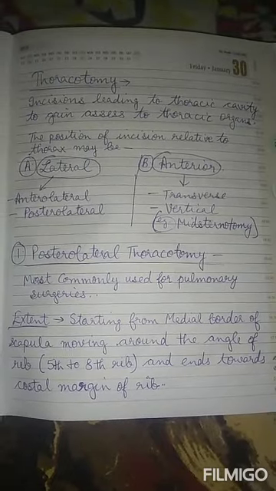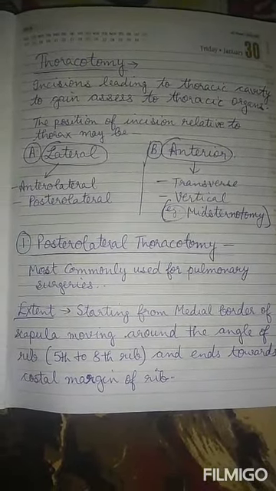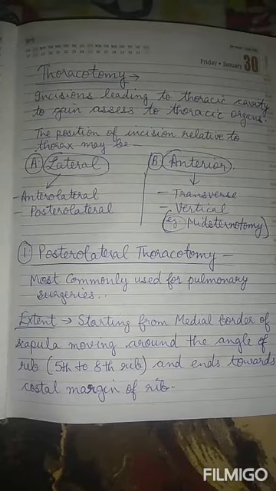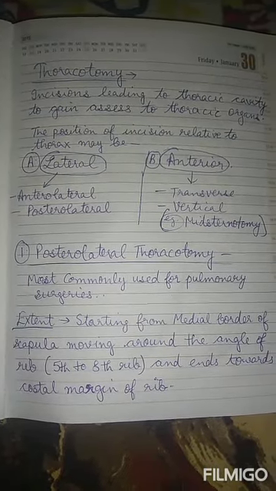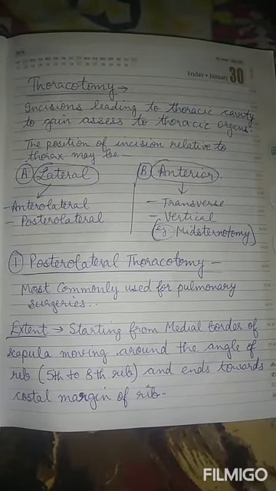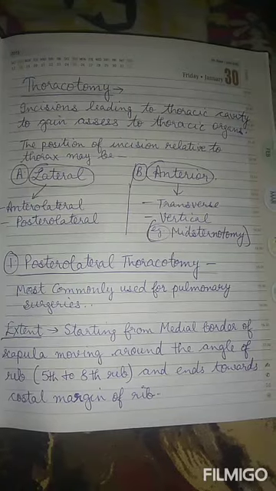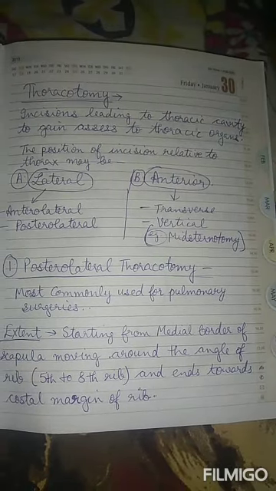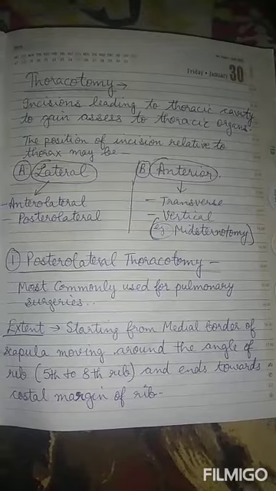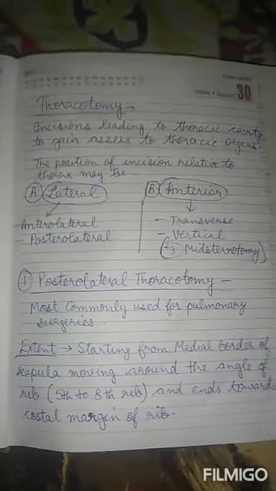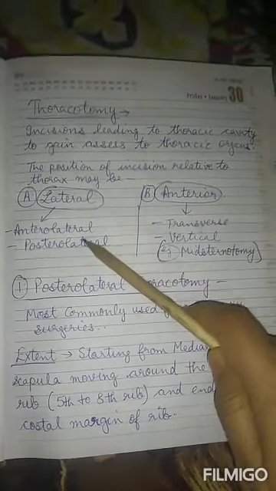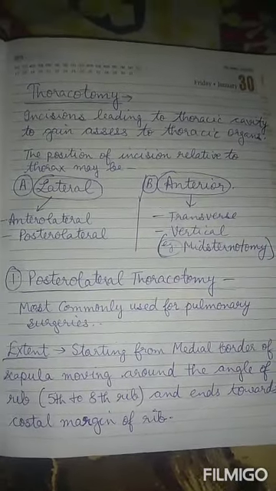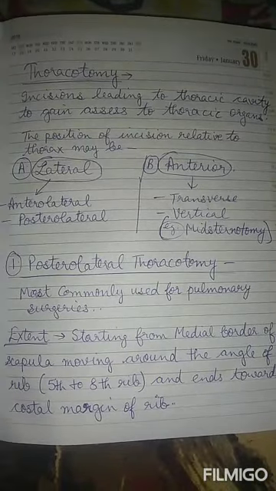So whenever we discuss the pulmonary surgeries, we have to deal with the term thoracotomy. Now the thoracic cavity is approached by various thoracotomies. Thoracotomies are the incisions leading to the thoracic cavity to gain access to the lungs, bronchi, heart or esophagus. The position of the incision relative to the thorax may be lateral or anterior, and it can be further subdivided. If it's lateral, it can be subdivided into anterolateral and posterolateral. And for the anterior, it can be divided into transverse or vertical incisions.